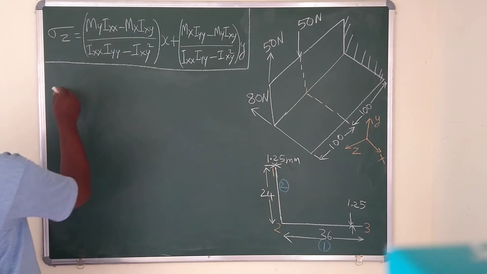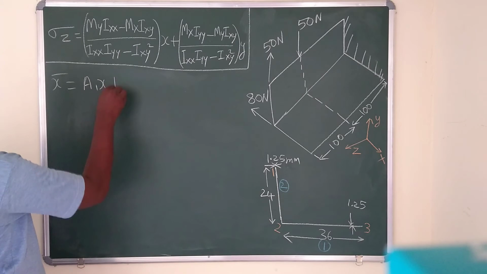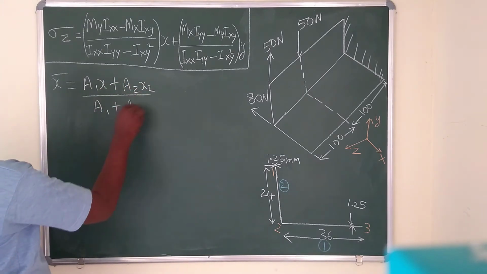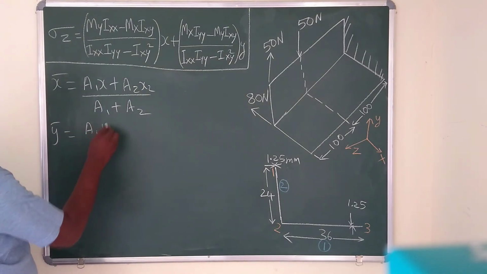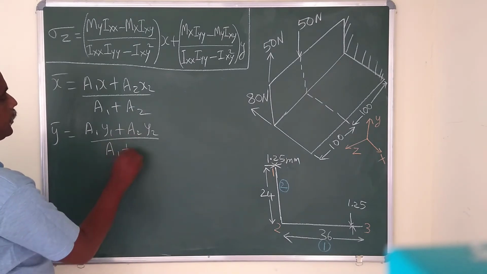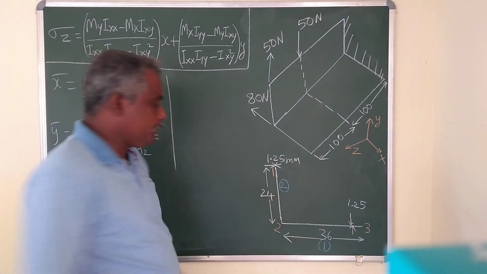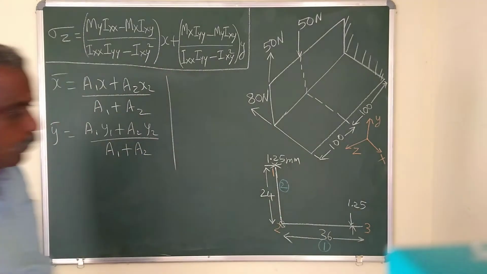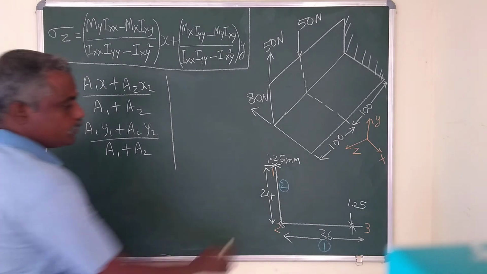Okay, so now what is the formula for x bar? x bar is equal to A1 x1 plus A2 x2 divided by A1 plus A2, right? And y bar is equal to A1 y1 plus A2 y2 divided by A1 plus A2. Now I have taken two sections. Let me consider this point 2 as my reference point to calculate x1, x2, y1, y2. So this is my reference point.